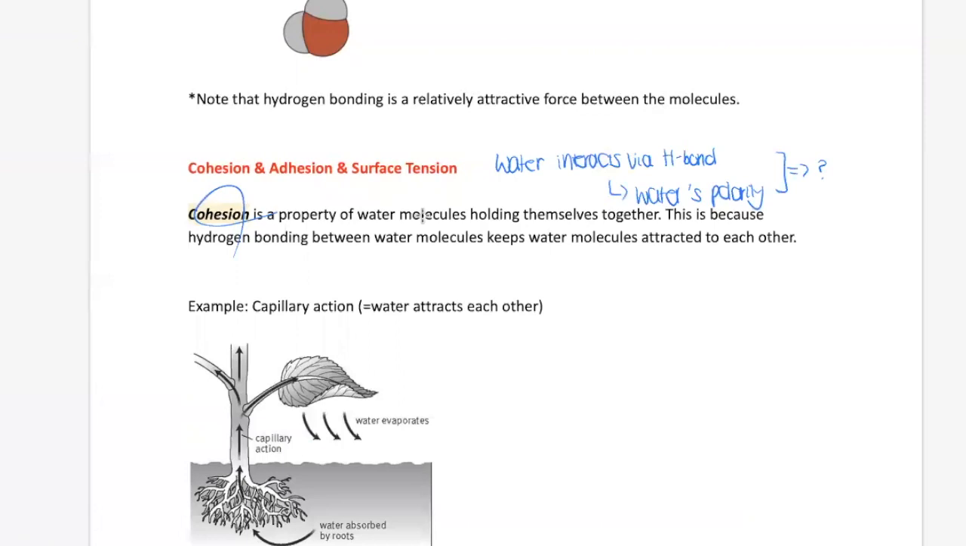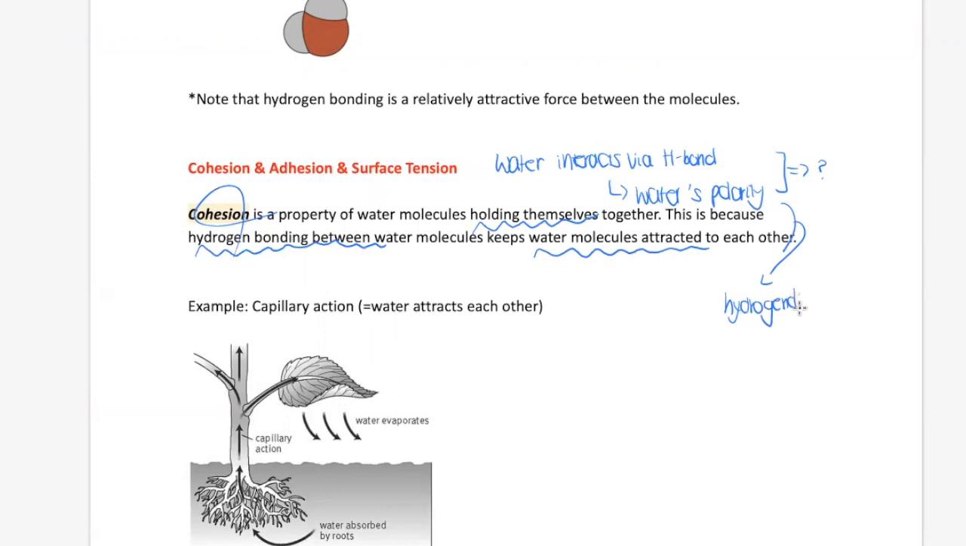Cohesion is a relatively simple thing. So cohesion is a property of water molecules holding themselves together. So it's simple. It's because hydrogen bonding between water molecules keeps the water molecules attracted to each other. So this technically is hydrogen bonding, right?